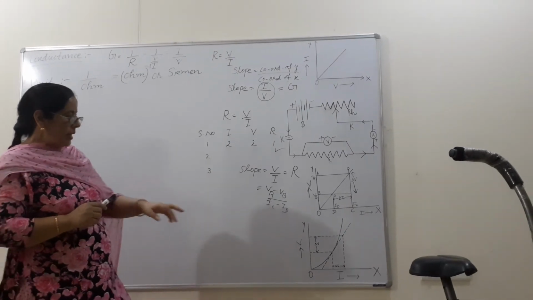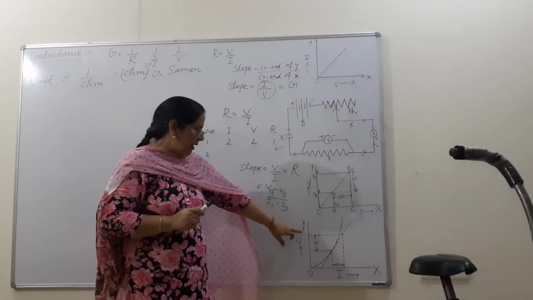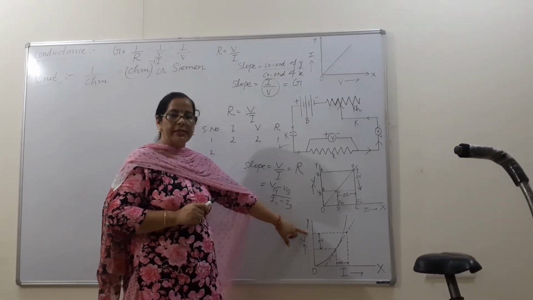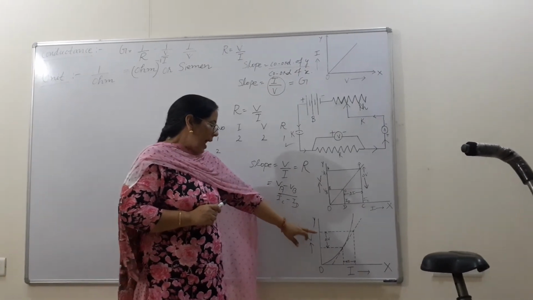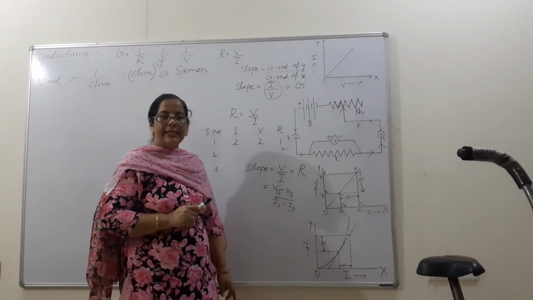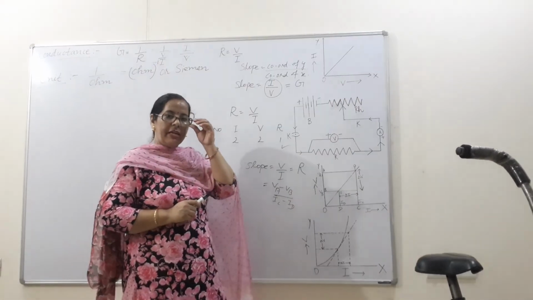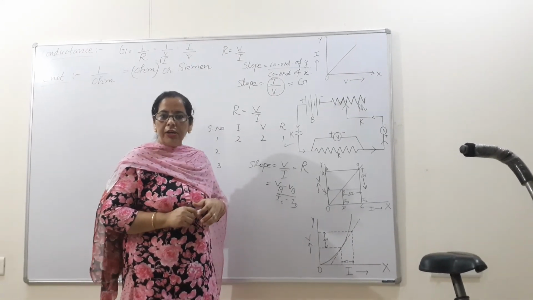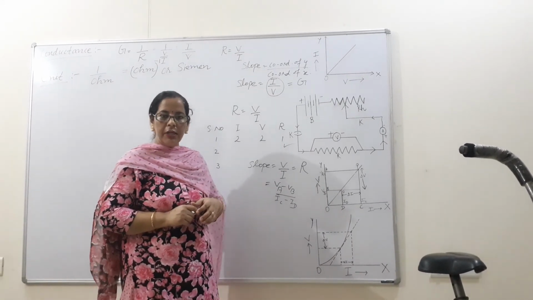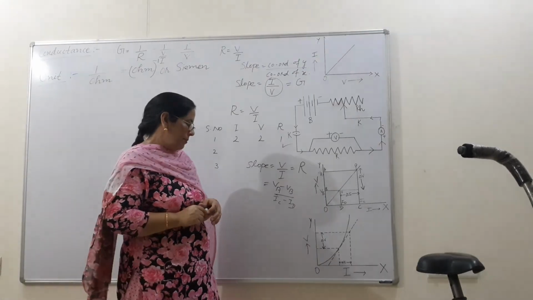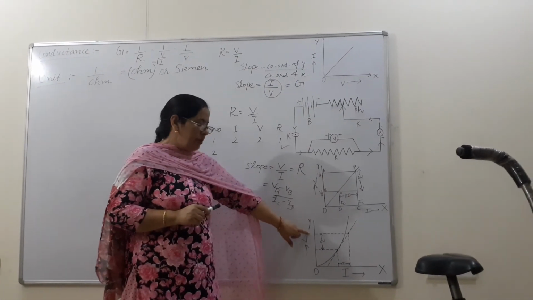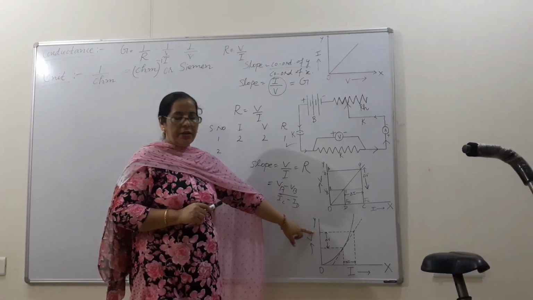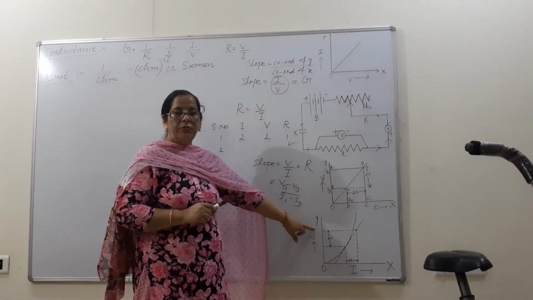Then next one beta, when we find the value of R from this graph for non-ohmic resistors, that resistance is called dynamic resistance. Dynamic resistance means whose magnitude is not constant, which is variable. Then its examples are, beta, transistors, diodes, they are non-ohmic.